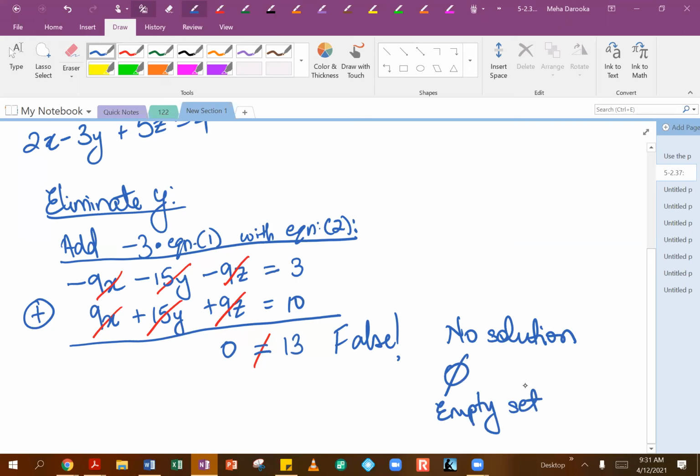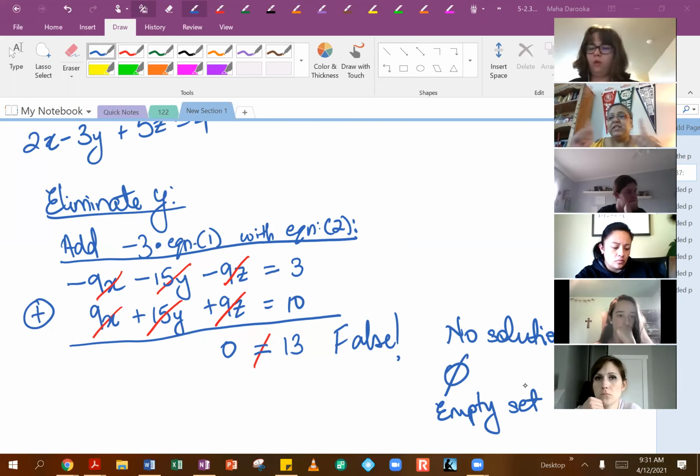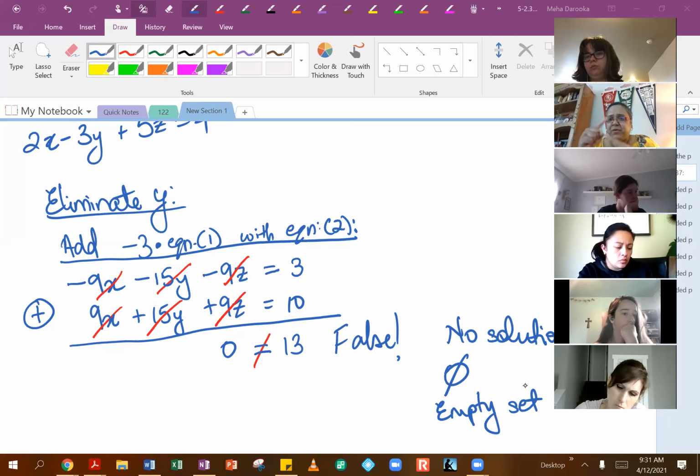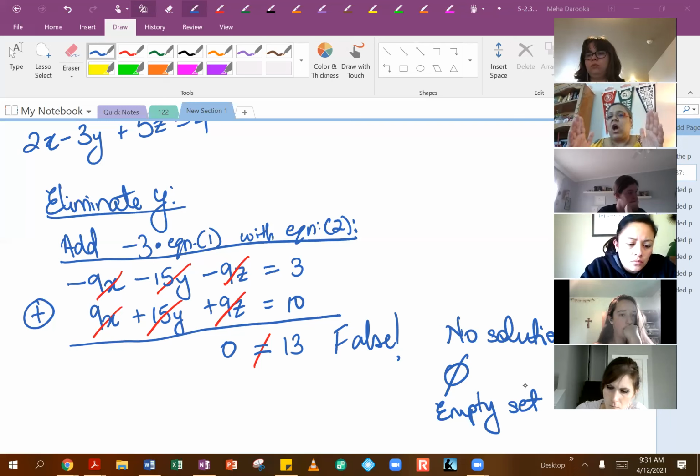Now, if this was going to be infinite number of solutions, so this was one of those situations where the 3 planes would be intersecting at a line of intersection, in this case, you would have ended up with 0 equals 0 on both sides. So you would have had a true statement, and that's how we would have known that we have infinite number of solutions. Now, if this was going to be one of those situations where you have that single point of intersection for the 3 planes, then our 15y and -15y would have canceled out, but the x and the z variables would not have canceled out.